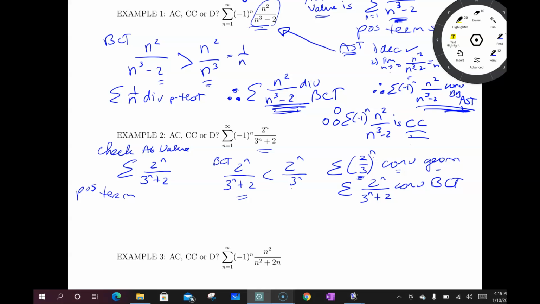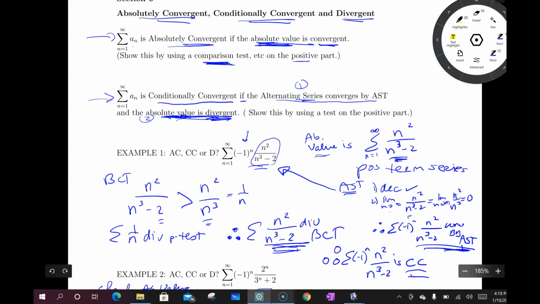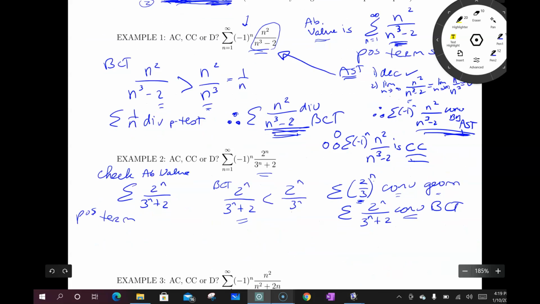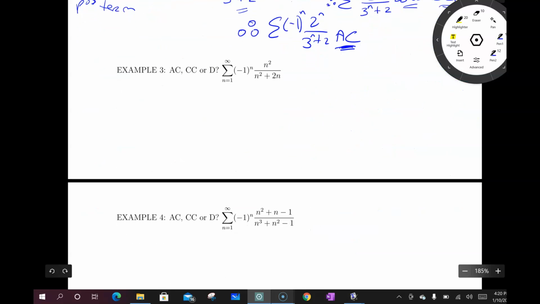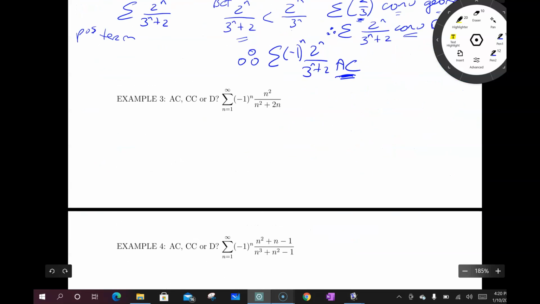So what did I just find out? I found that the absolute value converges. So by definition, if the absolute value converges, you get to say the big therefore: you have to write that the original series is AC. Because you have this convergent, right? The little therefore here. So you don't write a test name here, you write a test name here. All right, let's check this one.